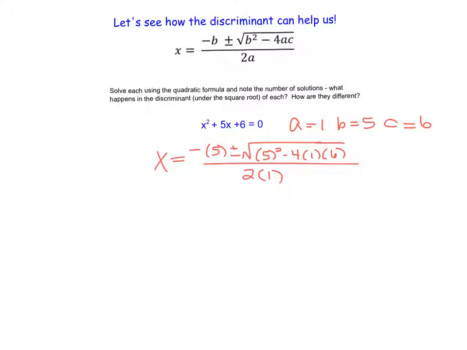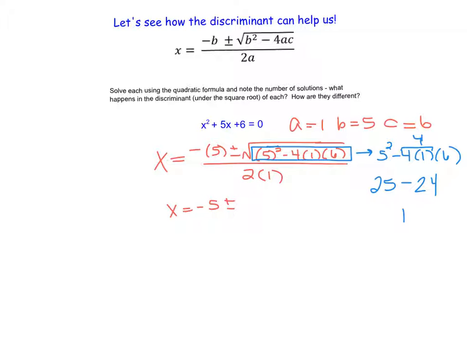So from here, I'm now going to evaluate my discriminant piece underneath the square root. So here I have 5 squared minus 4 times 1 times 6. So this is 25 minus, well, 4 times 1 is 4, times 6 is 24. 25 minus 24 is 1. So I know that x is equal to negative 5 plus or minus the square root of positive 1, all divided by 2. And then I know here that the square root of 1 is equal to 1.